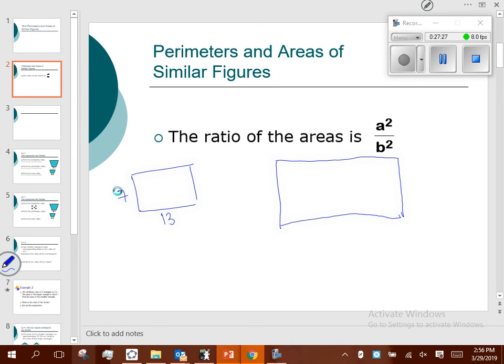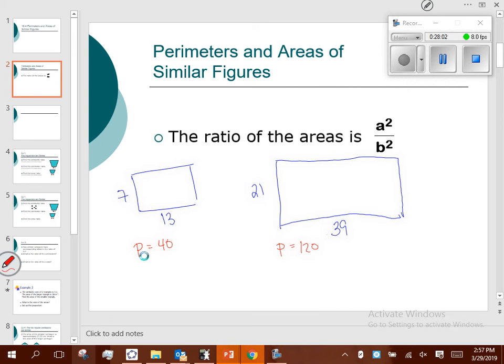Okay? So if this is 7, so these two rectangles are going to be similar. If this is 7, what's this side here going to be? 21. What's this side here going to be? 39. Okay? Now, what would be the perimeter of this shape here? It'd be 40, right? Okay? What's the perimeter of this one going to be? Well, 21, 39, 60, right? So double that, I get 120.